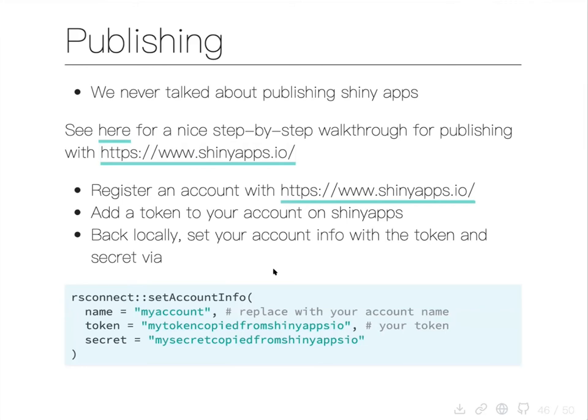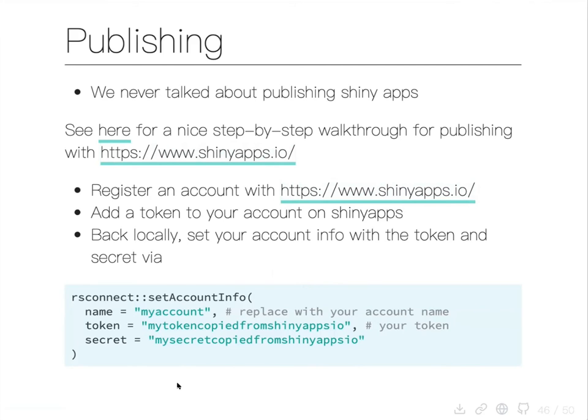Okay, so what you have to do is first go and register for an account there. You just give them your name and email and stuff, and then you get an account. Once you get there, you're going to have to add a token to your account. There's a little thing that'll say create token. And when you do that, you'll get a token and you'll also get a secret, which is just a long string of letters and numbers.